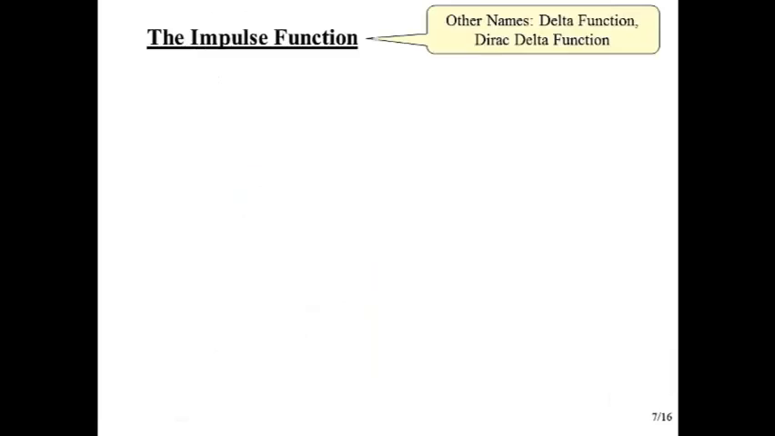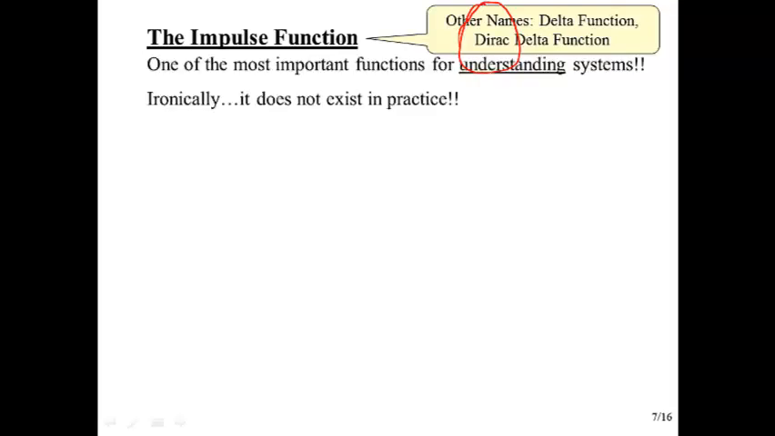Now another function, the impulse function, also called the delta function or the Dirac delta function. Dirac is the name of a famous physicist who pioneered the use of this function in physics. This thing is one of the most important functions for understanding systems. We'll use it a lot more later in the course, but we'll need it every once in a while.